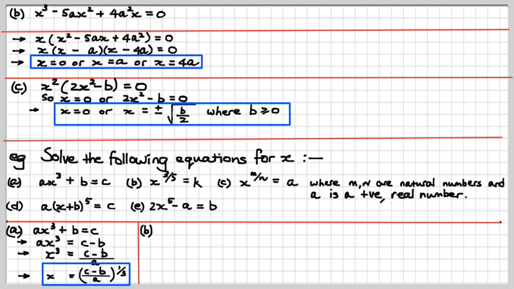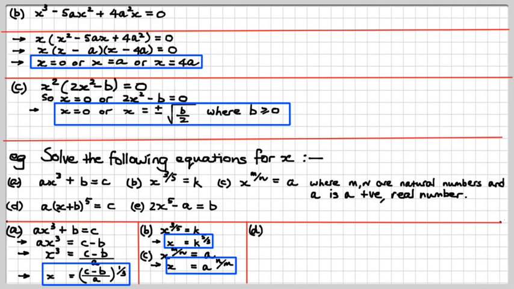What about b? x to the 3/5 equals k. No problem. We'll just raise each side of that equation to the power of 5/3, and we get x equals k to the 5/3. That is an excellent result. Now, what about c? x to the m over n equals a. That seems very easy, doesn't it? Therefore, x would be a to the n over m. These are pretty easy, but they're testing your index law knowledge, so they're useful.